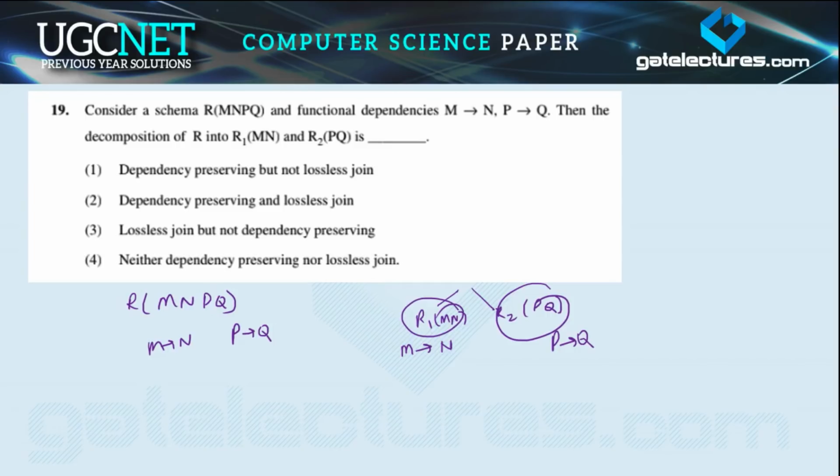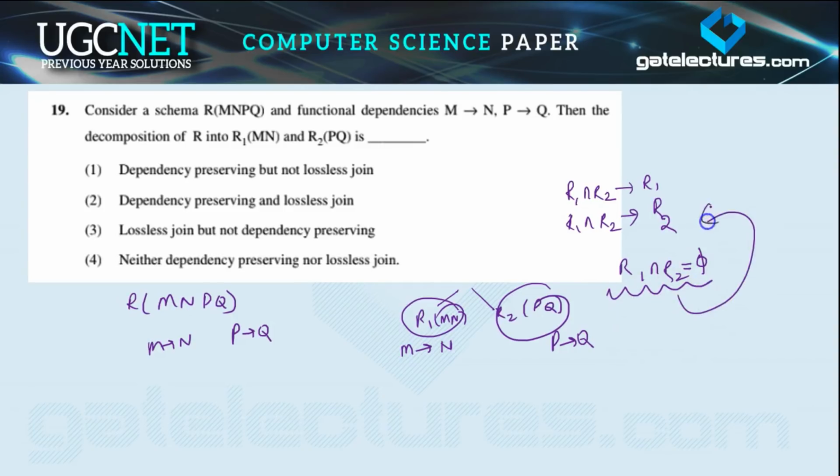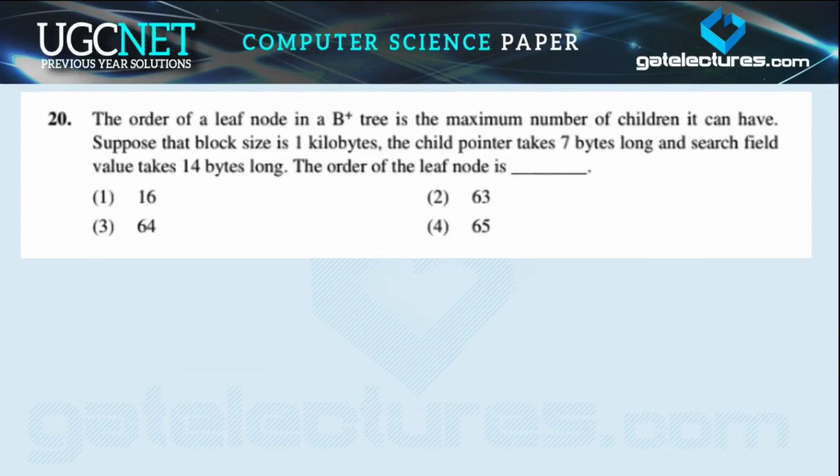But for the lossless join, we are going to check whether R1 intersection R2 implies R1, or R1 intersection R2 implies R2. But here you can see that the intersection of R1 and R2 is going to be null, right? So this does not satisfy the lossless decomposition condition. So that's why it's not a lossless join, but it is dependency preserving. So option 1 is the correct one. Now question number 20.